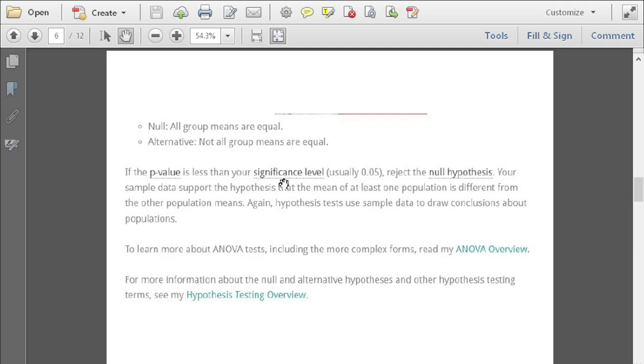As usual, you're going to have a null and alternative hypothesis. The null: all group means are equal. The alternative: not all group means are equal. If the p-value is less than your significance level, say for example 0.05, then we reject the null hypothesis. Your sample data support the hypothesis that the mean of at least one population is different from the other population means. Again, hypothesis tests use sample data to draw conclusions about the population. To learn more about the ANOVA test, there are some links.